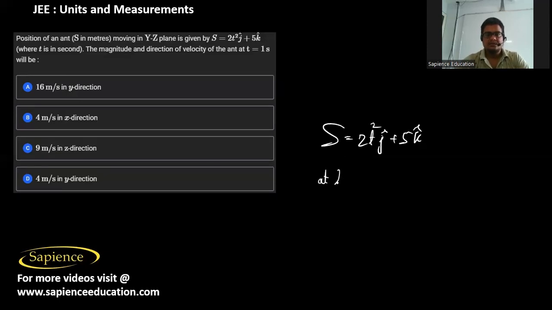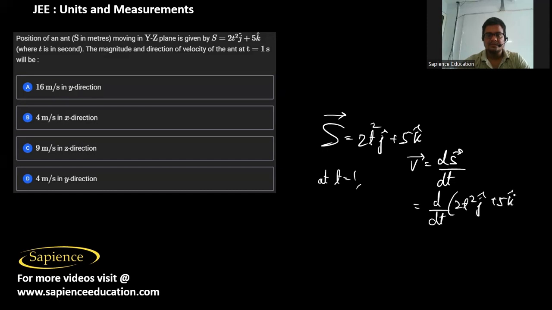So at t equal to 1 second, first we have to find v is equal to ds by dt. So this is the position vector. So this will be d by dt of 2t square j cap plus 5 k cap. So this will be equal to 4t j cap plus 0 k cap. So this will be 4t j cap.